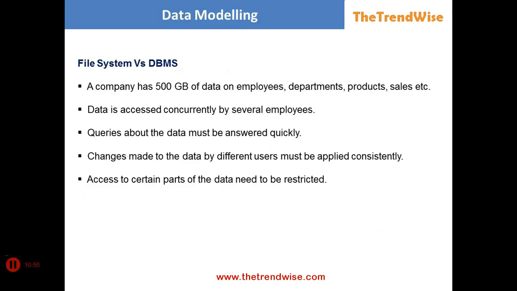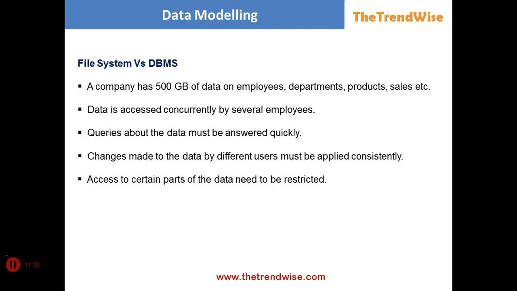So let's say a company has 500 GB of data on employees, departments, products, sales, etc. All of this data is accessed concurrently by several employees. So what is the need then? When we try to query the data, it has to be answered back very quickly, and that can't really be done in a file system. If the data is stored in plain files, Excel sheets or Access, we can't access it as quickly as we can using a DBMS. That's number one.